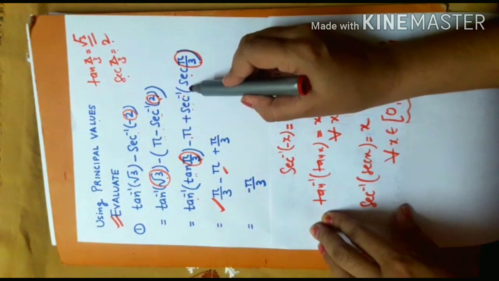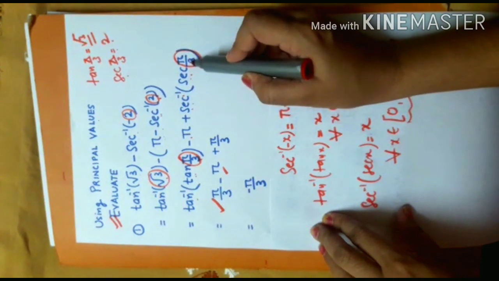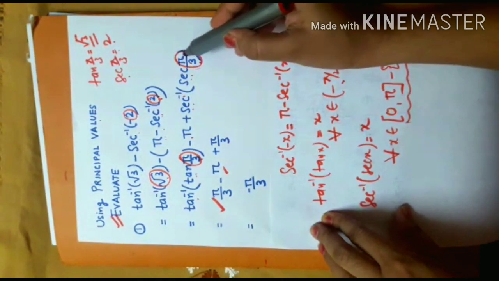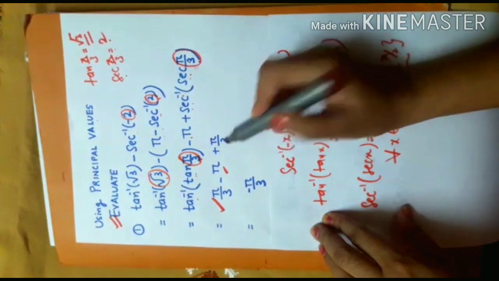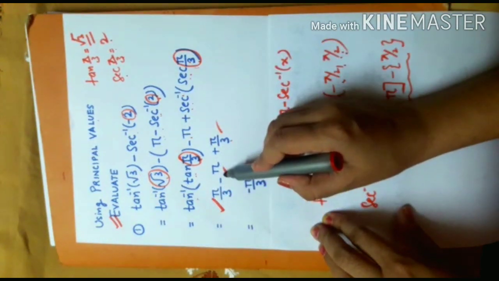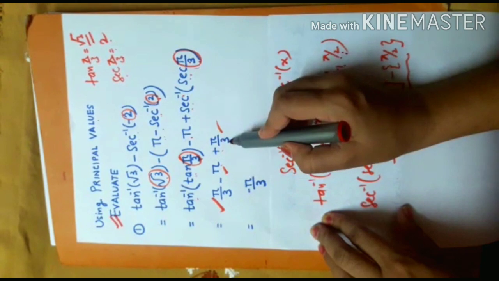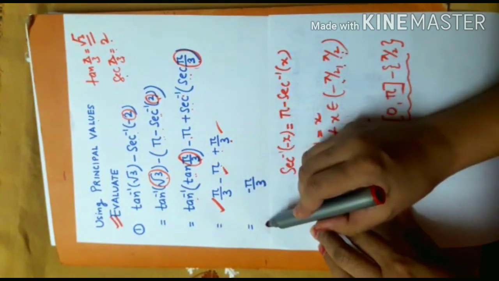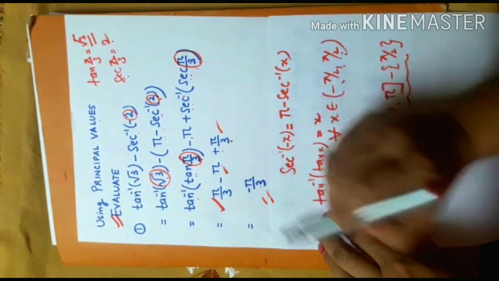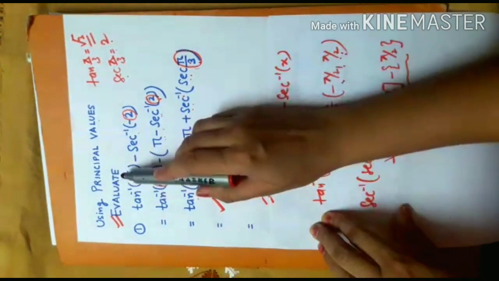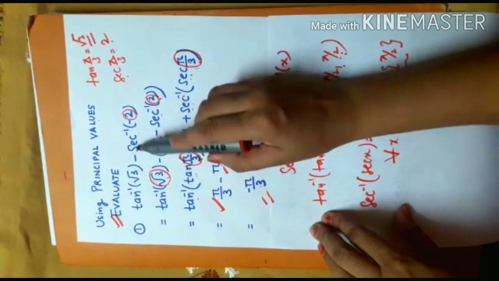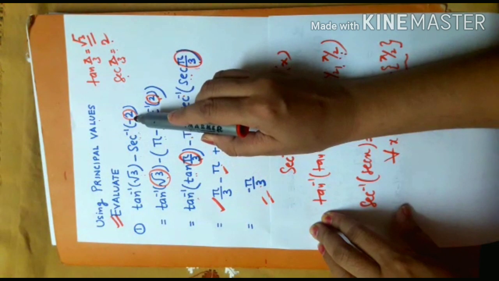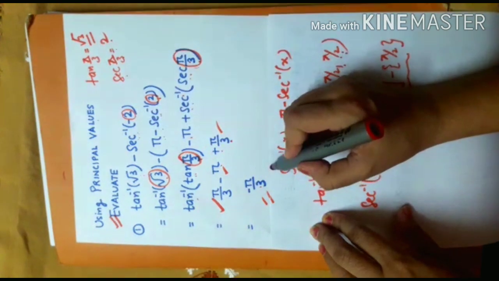So secant inverse secant x will be equal to x, and role of x is being played by pi by 3. So we get pi by 3 minus pi by 3 plus pi by 3. On simplification, you will get minus pi by 3. So value of tan inverse root 3 minus secant inverse minus 2 is minus pi by 3.